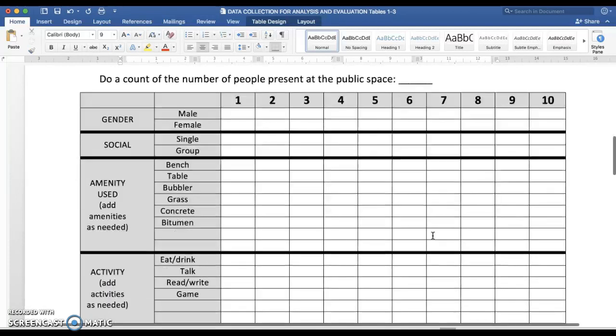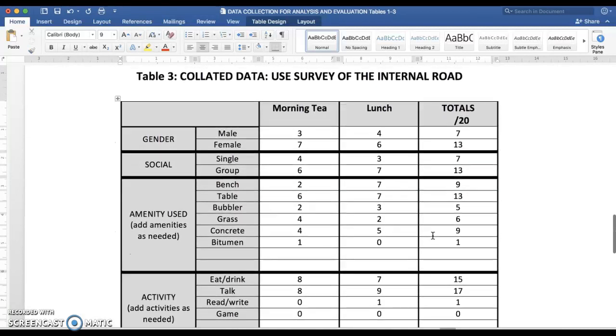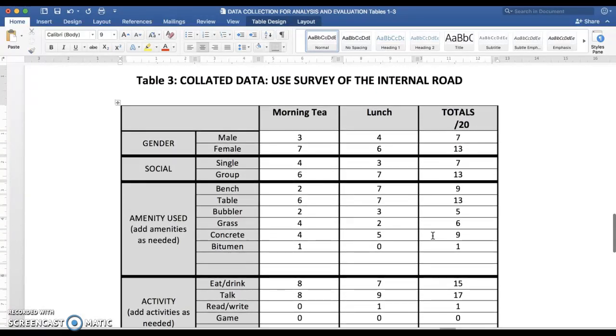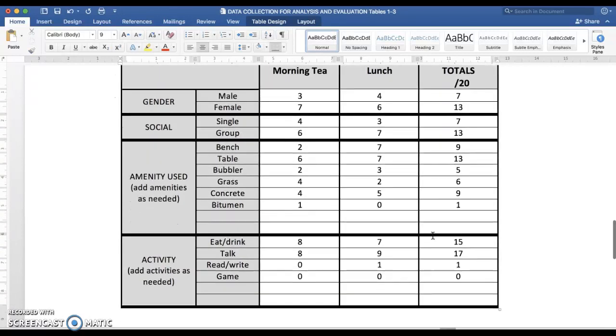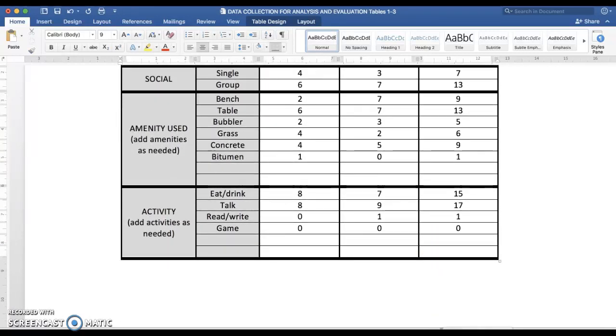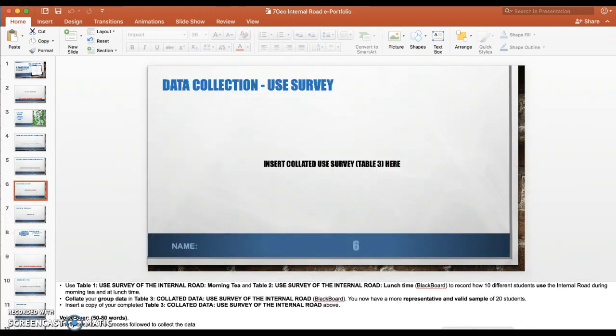So what you need to do is copy this table once you've collated all the information from your surveys. So you get this information from the surveys, put it onto here, then you copy. You can either take a screenshot or copy it in Word, whichever way works for you, and paste it onto this slide. You do not need to paste the surveys onto here, just the third table. So that's pretty easy to do.